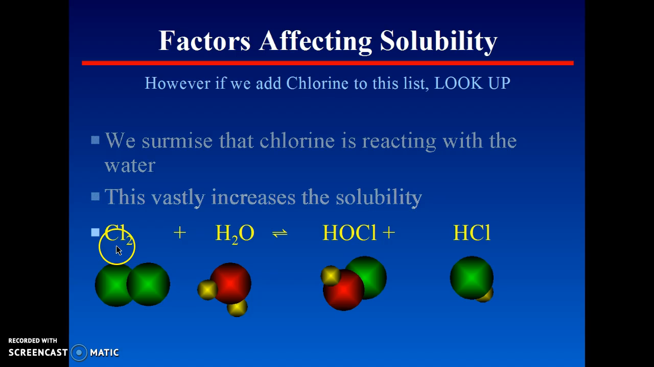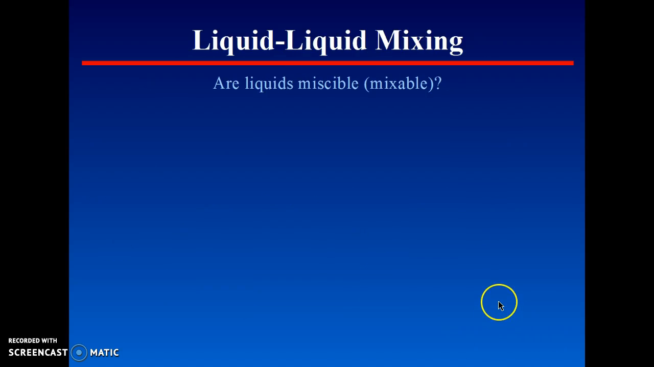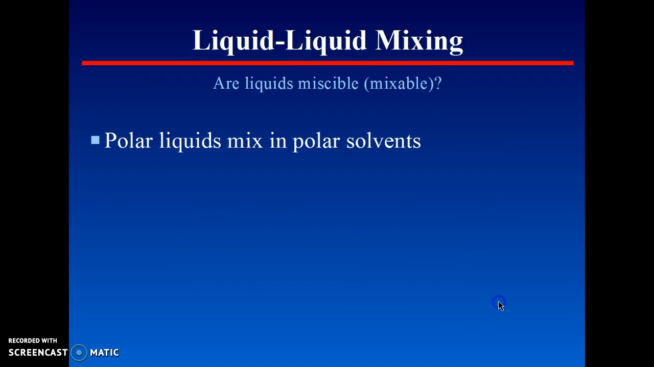Here is the reaction, chlorine reacting with water to form hypochlorous acid and hydrochloric acid. Chlorine water is a valuable mild oxidizer, and you can see the structural formulas here. Now, are liquids miscible or mixable?